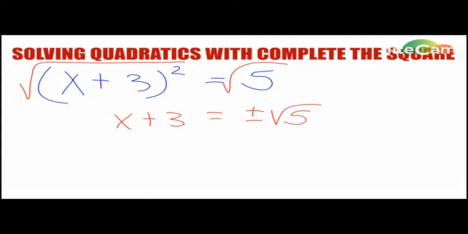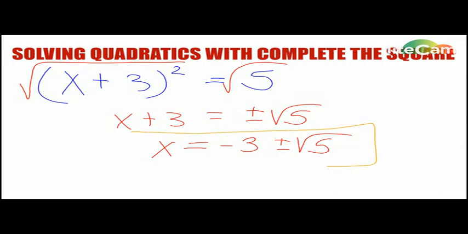Okay, so I have x plus 3 equals plus or minus, because when you square root both sides, you always put in the plus or minus, and the square root of 5. I'm going to go ahead and move the 3 over. So my answer is going to be negative 3 plus or minus the square root of 5. And that's it for complete the square. Once you've done it, all you have to do is square root both sides and solve. That's it for this video.